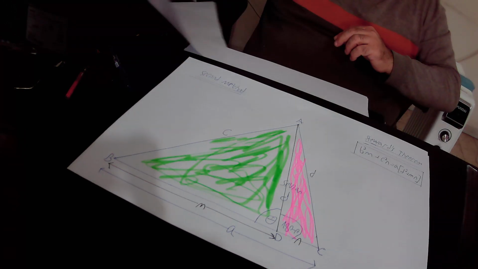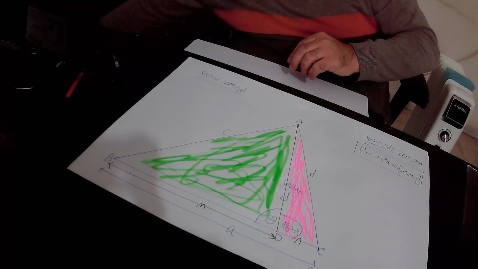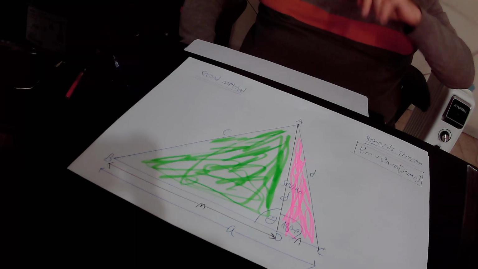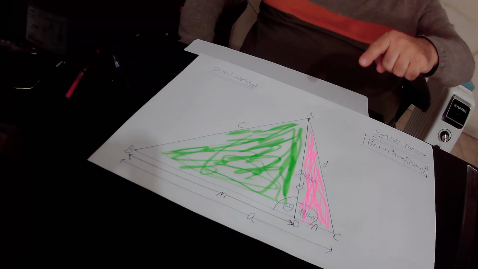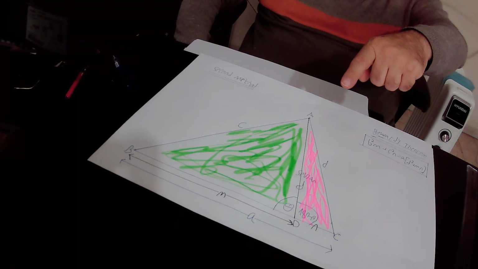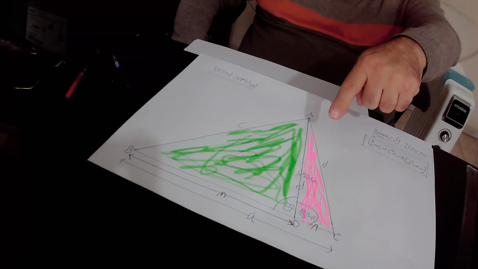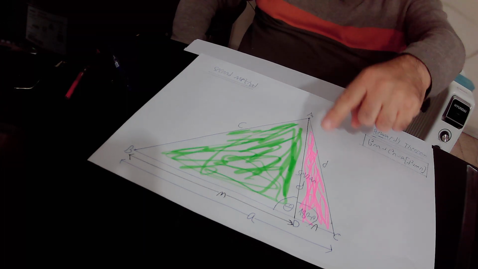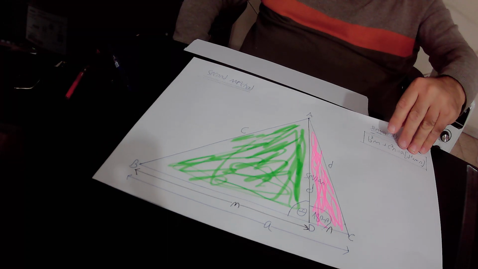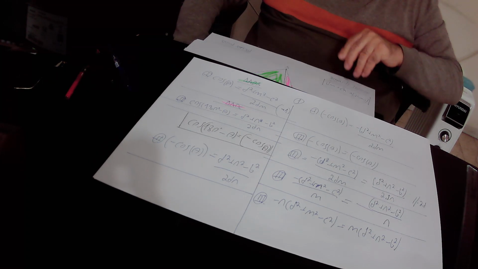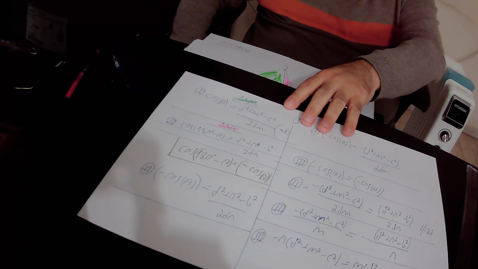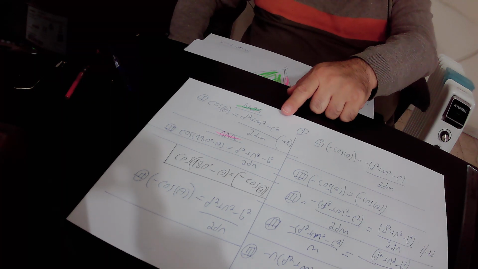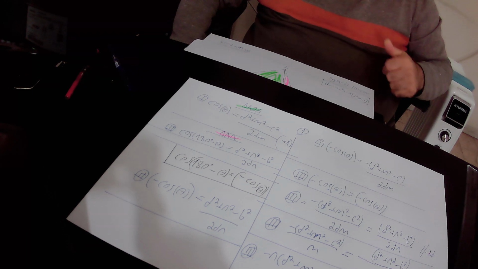So we implemented the law of cosines in the green triangle ADB. According to the law of cosines, in the green triangle ADB, cosine theta equals d squared plus m squared minus c squared over 2 times d times m. I'll repeat again, in the green triangle ADB, cosine theta equals d squared plus m squared minus c squared over 2 times d times m.